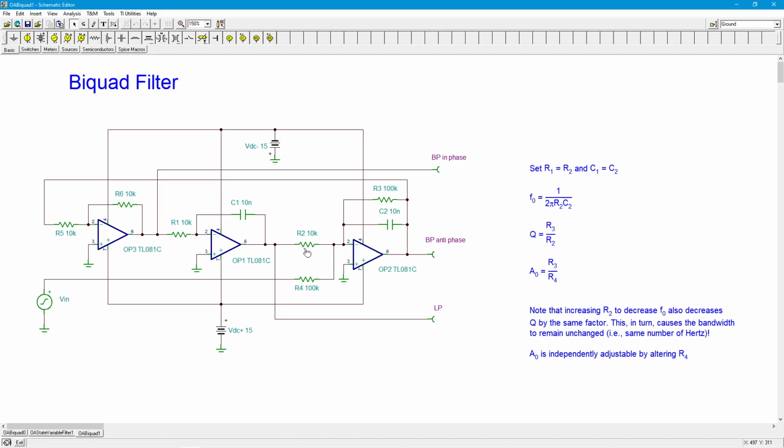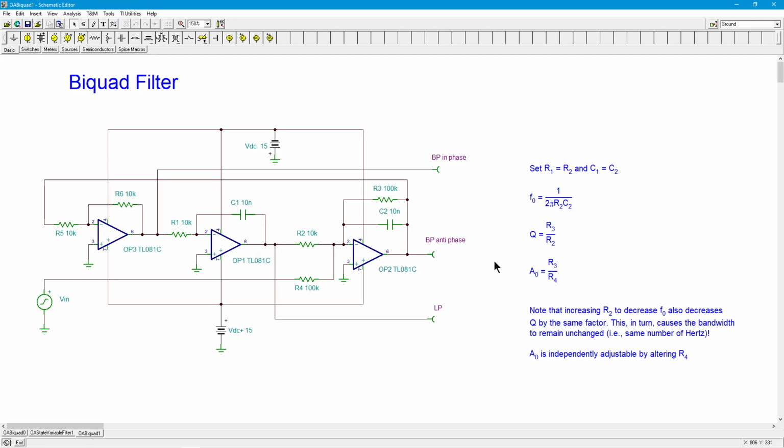But in any case, the other thing is you can set the gain at the resonant frequency, again, with just two resistors. That's R3 and R4. So I want that to be zero. In other words, at the resonant frequency, I want 0 dB gain of unity, right? So that's R3 over R4, which is 100K over 100K, or one, okay?